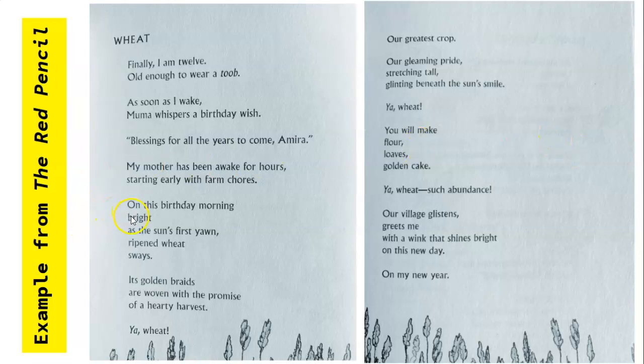You'll notice here that the word bright is on a line by itself. And that's because the author wants you to pay attention to that word. And that word, I know you haven't read much of the book yet, but does have significance in a couple of ways. So the author wants you to understand that her birthday morning is bright. Okay? And the word bright might not just mean it's sunny outside. It might also mean that it's hopeful, okay? That there are bright possibilities for her future as she gets older.